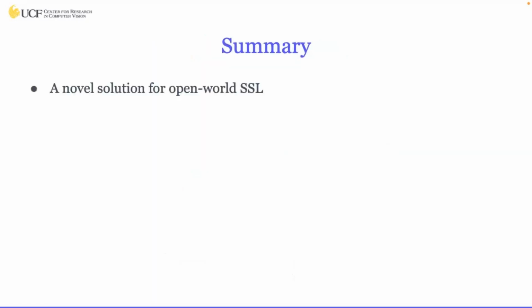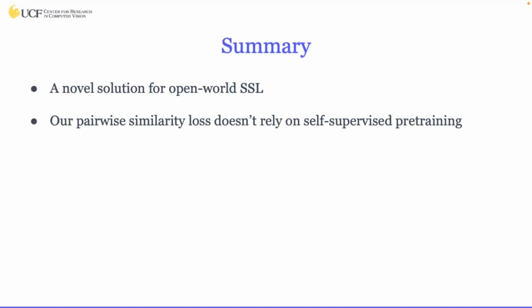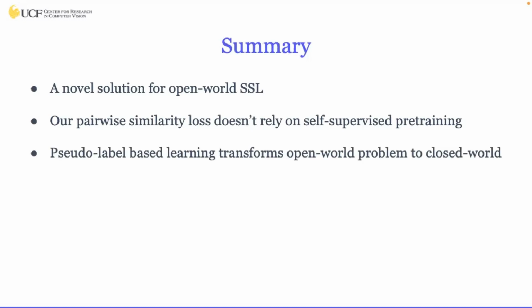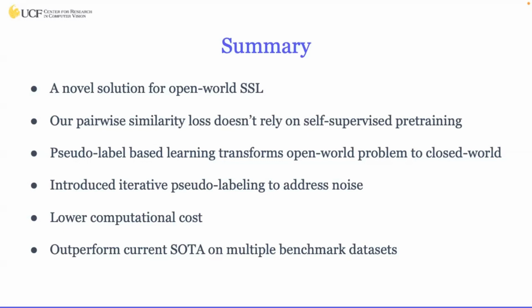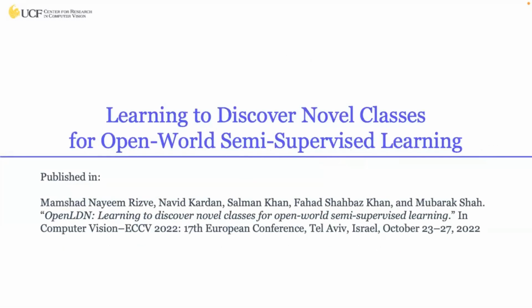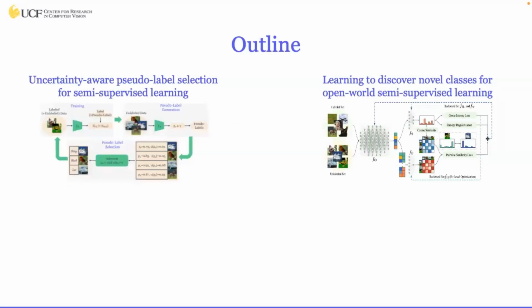So to summarize, in this work, we propose a novel solution for open-world semi-supervised learning. Our pairwise similarity loss does not rely on self-supervised pre-training, which is the case for state of the art. Our pseudo-label based learning transforms the open-world problem to a closed-world problem, which can give us further improvement. We introduced iterative pseudo-labeling to address the noise present in pseudo-labels. Our computational cost is lower. We also outperform current state of the art on multiple benchmark datasets, nine to be exact. So this concludes our second work, which is learning to discover novel classes for open-world semi-supervised learning.